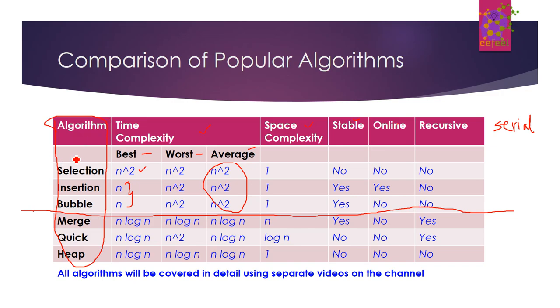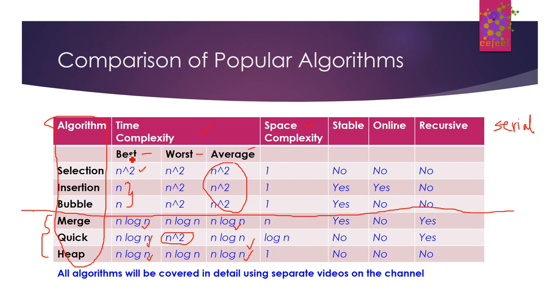Now let's go to the other three algorithms, which actually use complex strategies to do the sorting, which are merge sort, quick sort, and heap sort. Now these algorithms perform very well in the best case and average case, which means n log n. In fact, merge sort and heap sort take order n log n even for the worst case, except for quick sort, which takes order n square when it performs the worst.